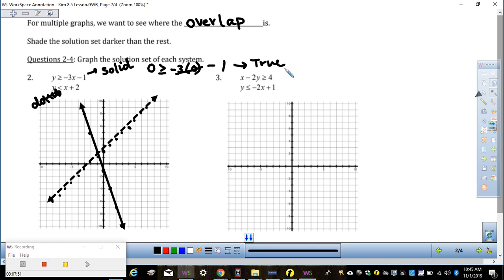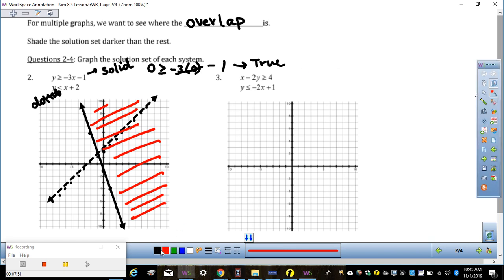This is my solid line, so I'm actually going to change the color here. And I'm just going to do some stripes here to show that I would be shading everything to the right and above this solid line.